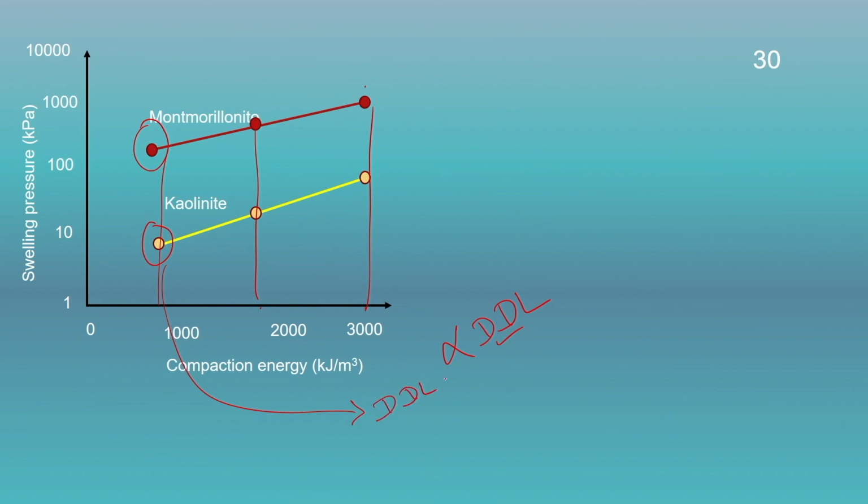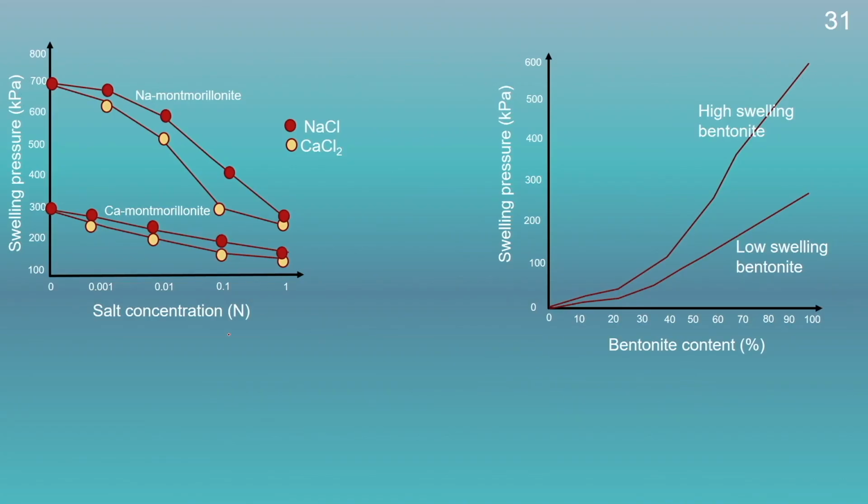Therefore, its swelling pressure is also quite less in comparison to the montmorillonite mineral. Similar to the swelling potential, if we compare the effect of salt concentration as well as the valency of the cations as well as the type of montmorillonite, we could see the difference in the swelling pressure for different types of mineral at different salt concentrations.